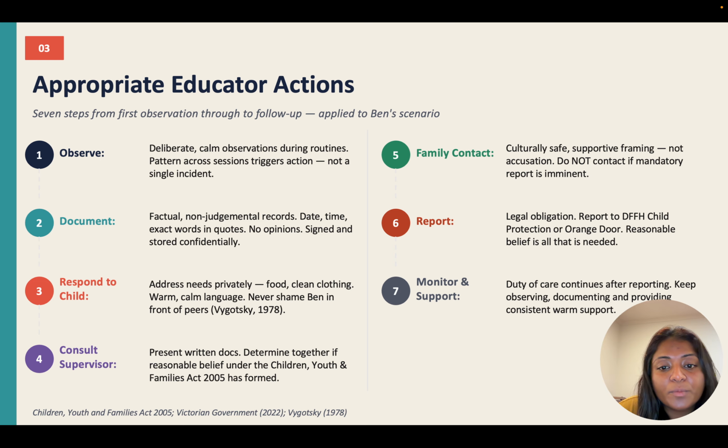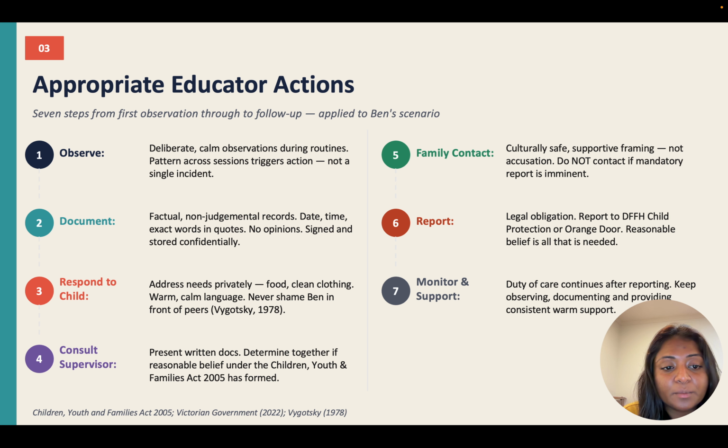Talking about appropriate educator actions, there are 7 steps from making the first observations into making a report and forming a reasonable belief towards making a mandatory report. The first step of this one is observation. The observations of educators could be deliberate and calm during routine times, and these patterns across sessions can trigger action. So it is not coming from a single incident.